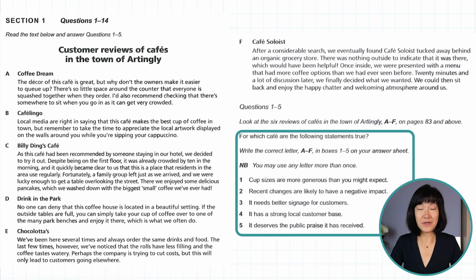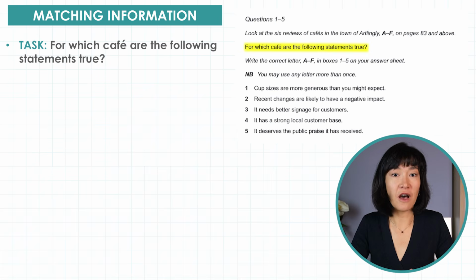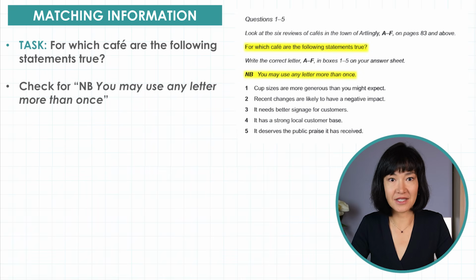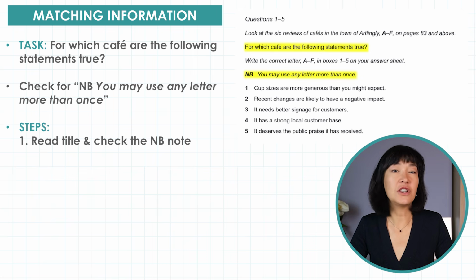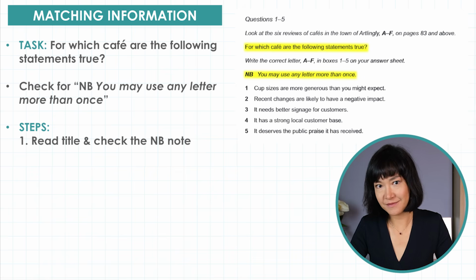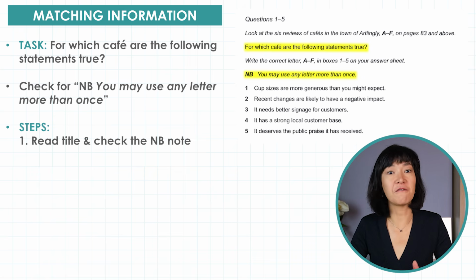You have a set of statements and you need to find which, in our case, which cafe, which paragraph, each one matches. So you're looking for one specific detail. Before you start, check whether the instructions say you may use any letter more than once. If you see that note, it usually means at least one paragraph contains 2 answers. If you don't, each paragraph matches one statement only.